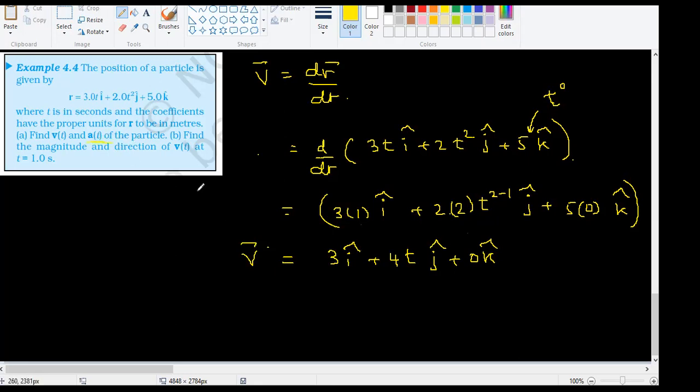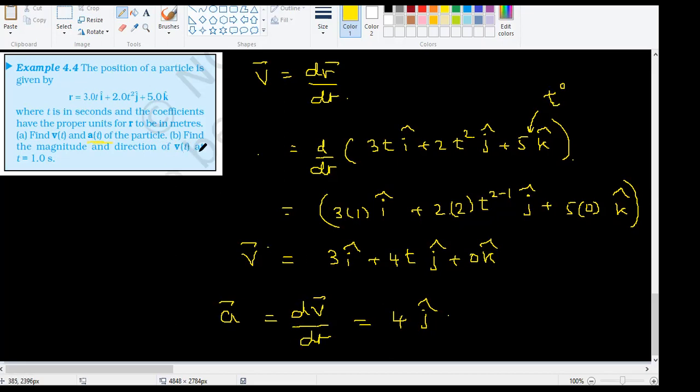If I want acceleration, do the same thing. Acceleration is equal to dv by dt. So simply differentiate this and you will get the answer. Differentiating this will become 0, differentiating this is 0. If I differentiate this, I'll be getting 4, so that means I'll be getting 4j. Because this becomes 0, differentiation of a constant is 0. Differentiation of this, there is nothing here. So I'll be getting only 4j.